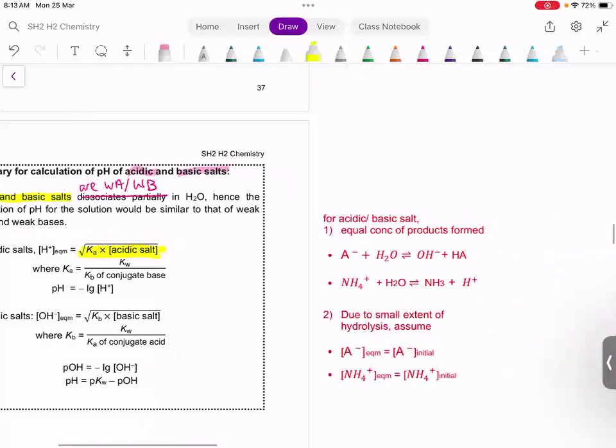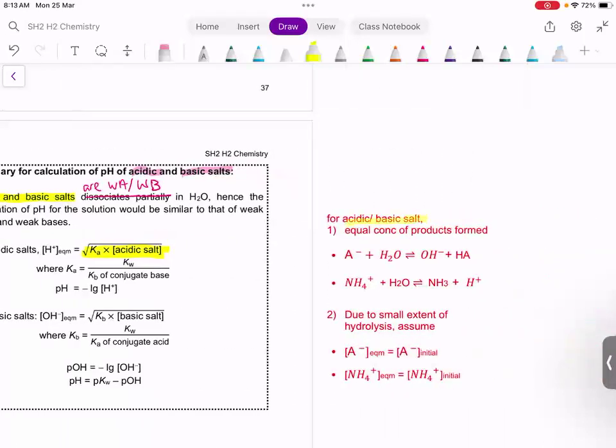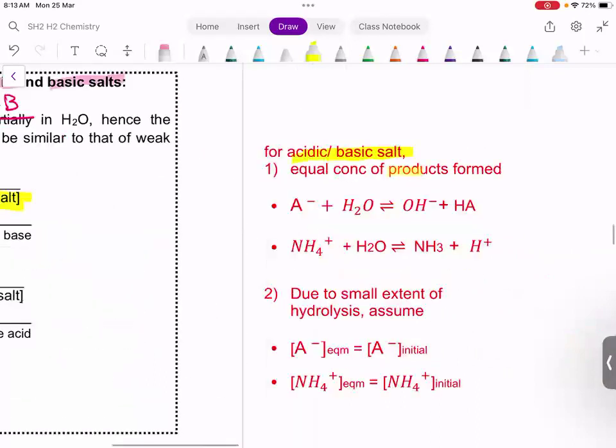I need you to see that for acidic salt or base, there is equal concentration of the products formed. When my anion undergoes hydrolysis, there will be equal concentration of OH minus and HA produced. If my cation undergoes hydrolysis, it will be equal concentration of the weak base and the H plus released. As a result, because they are equal, then I can do a square root. That's the relationship because it's an x squared, so to solve for x, it will be a square root.